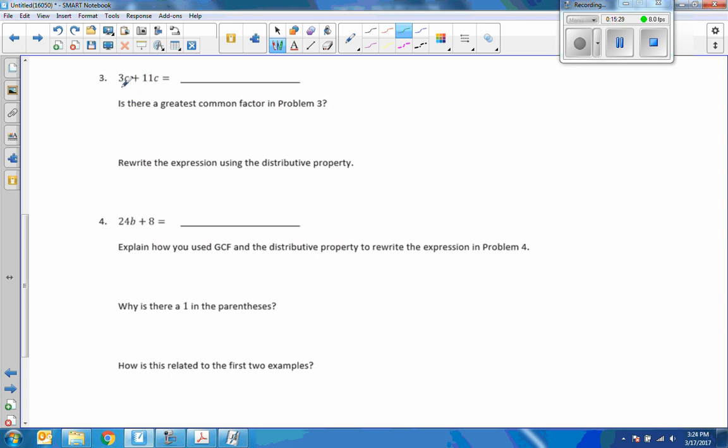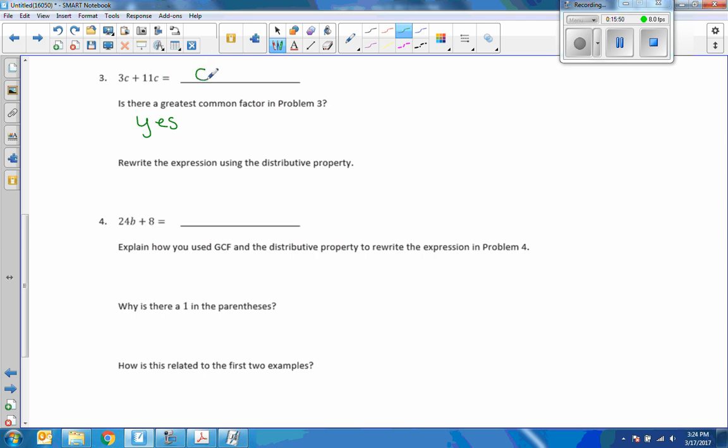The factor does not have to be a number. It can be the letter. So if both terms have a c, then there is a greatest common factor. So I'm going to, it says, rewrite the expression using the distributive property. So I'm going to put this up here. I'm going to take the common factor out of both.